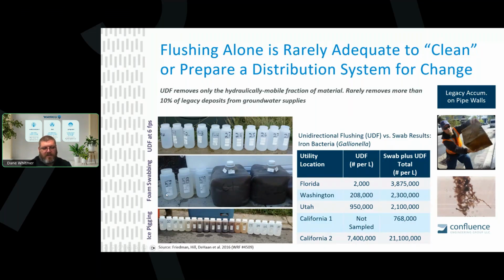from a foam swabbing process. And then there's this other idea of ice pigging, which is essentially making a slushy of ice and shoving it through the pipe, or pumping it through the pipe. And it creates kind of a glacier action to help scour the walls of the pipe. So think about flushing, but also be aware that if there's a change in chemistry, you'll have to look at more than just flushing the system.